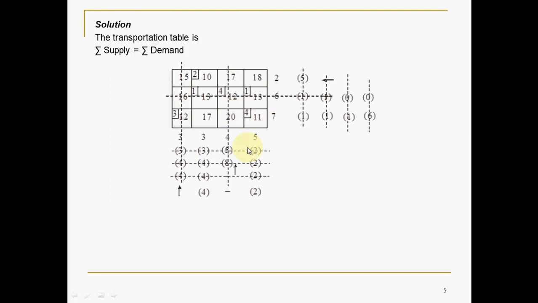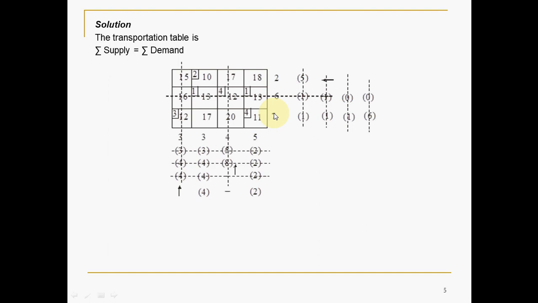VAM, that is Vogel's approximation method, as we have discussed in the previous case, has been used, and these are the allocations. Fine. So you can check: 2, 1 plus 4 plus 1, 6. This is 3 plus 4, 7. In the previous session, VAM was explained with animations. Please refer to that. 3, 2 plus 1, 3, 4, 1 plus 4, 5.